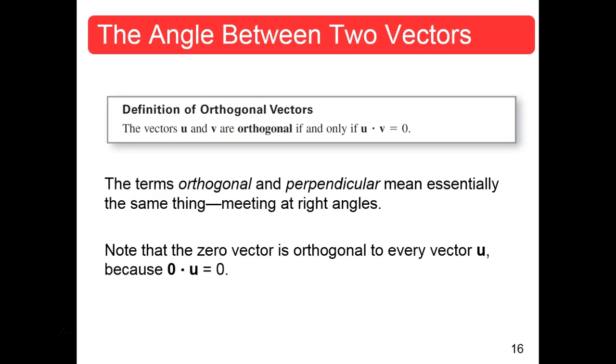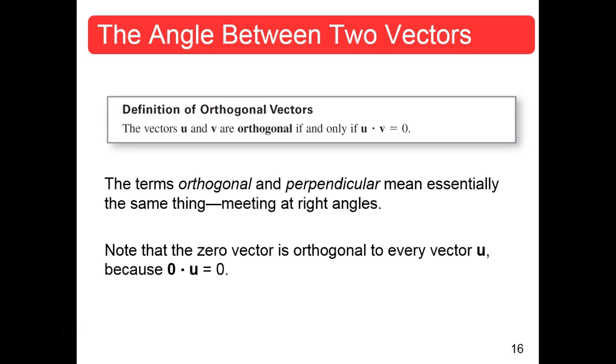So that leads to this third feature there, leads to this. Definition of orthogonal vectors. The vectors u and v are orthogonal, meaning right angle to each other, perpendicular to each other, okay? Normal to each other, if and only if the dot product is 0. Meaning if the dot product is 0, they've got to be perpendicular.